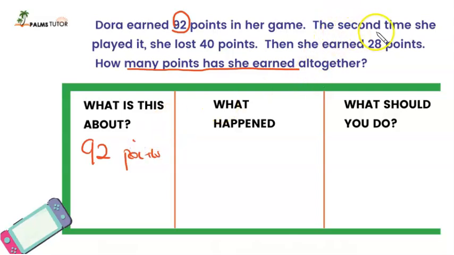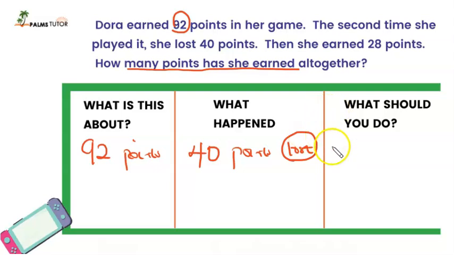Let's see. The second time she played it, she lost 40 points. So she loses 40 points. Now, this is what tells you what has happened. Lost. She lost 40 points. So at this point, how many points does she have? 92 minus 40, which means that at the second play, she has 52 points, right, altogether. But we still have more information.